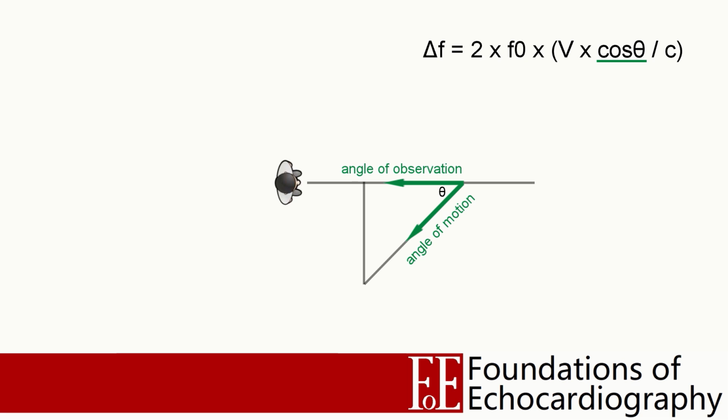The difference between the angle of motion and the angle of our ultrasound beam is termed theta. When the angle of motion and the angle of observation are the same, then theta is 0 degrees. The cosine of 0 degrees is 1, and so our calculated velocity is 100% of the true velocity.